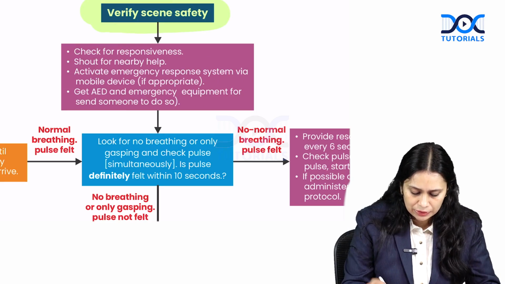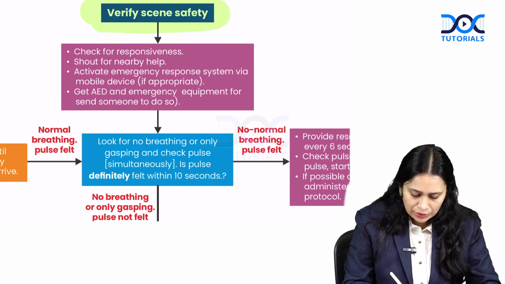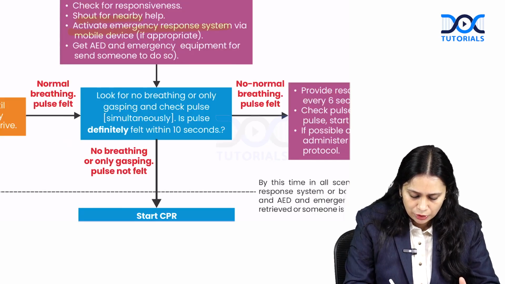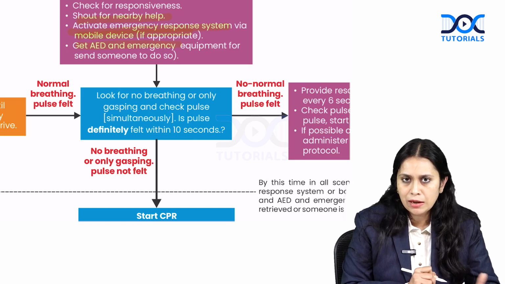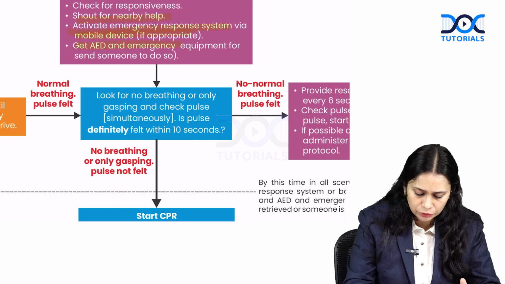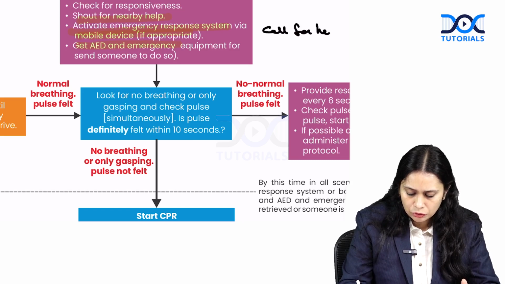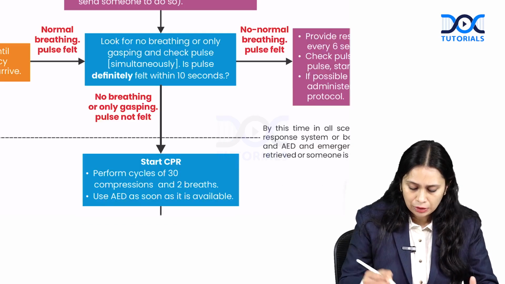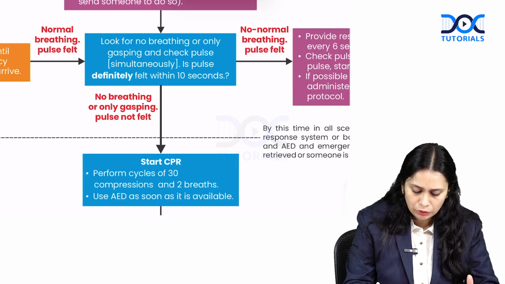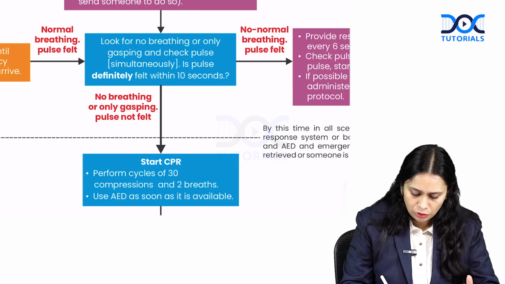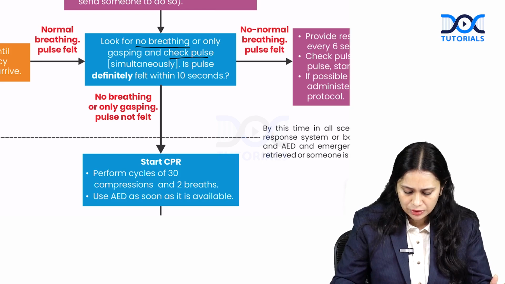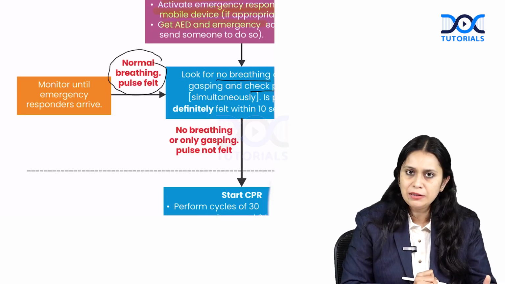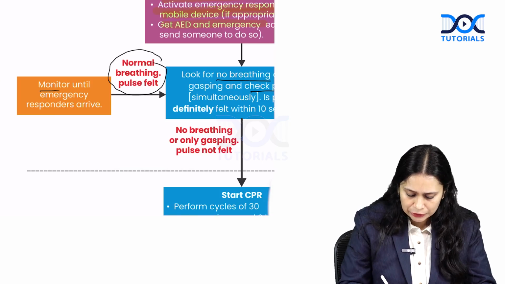After verifying the scene safety, next we activate the emergency, shout for help, and ask them to bring an automated external defibrillator. So this step is we call for help. After calling for help, the next step is we look for pulse and breathing. We look for breathing and we check the pulse. I told you three things can happen. The first is that normal breathing and pulse are present. In that case, we monitor the patient and put the patient in the recovery position.